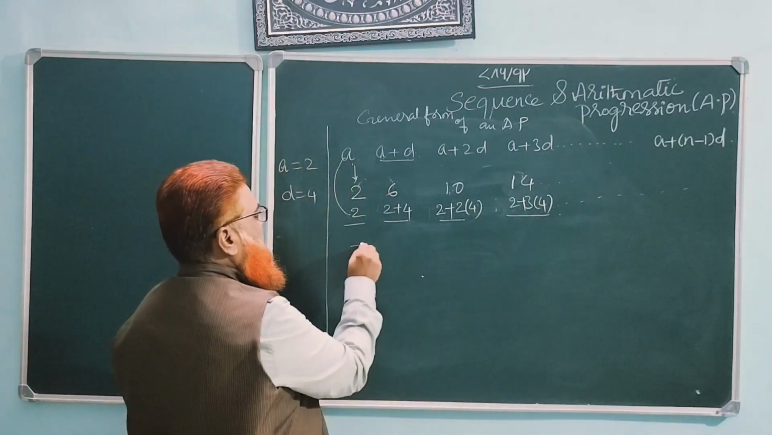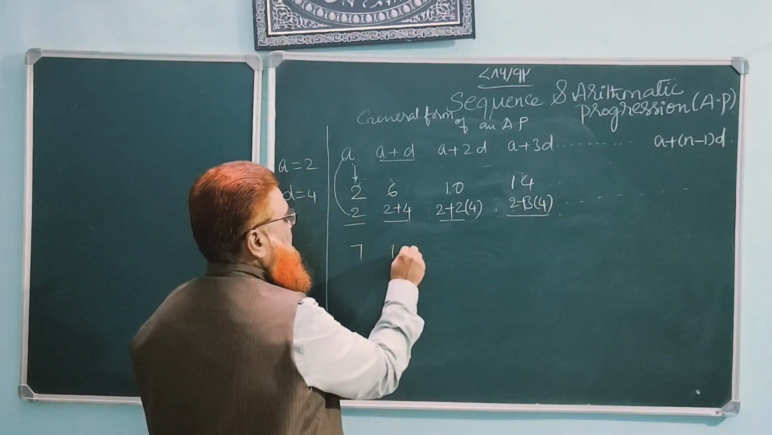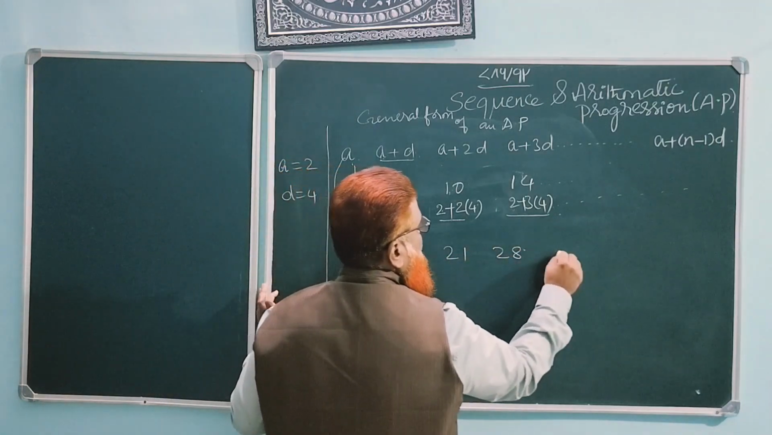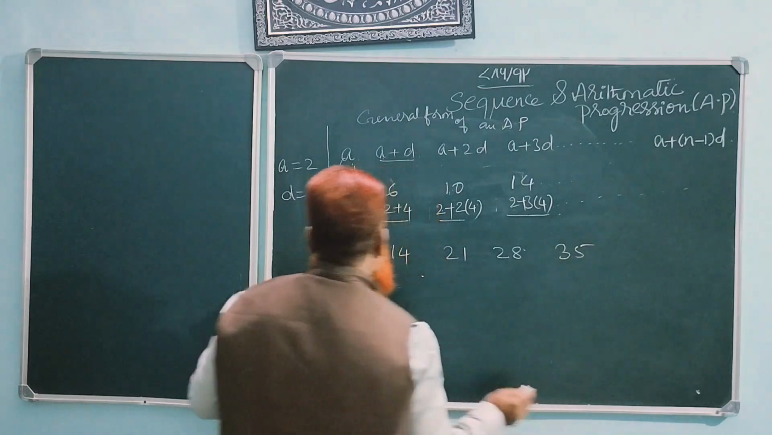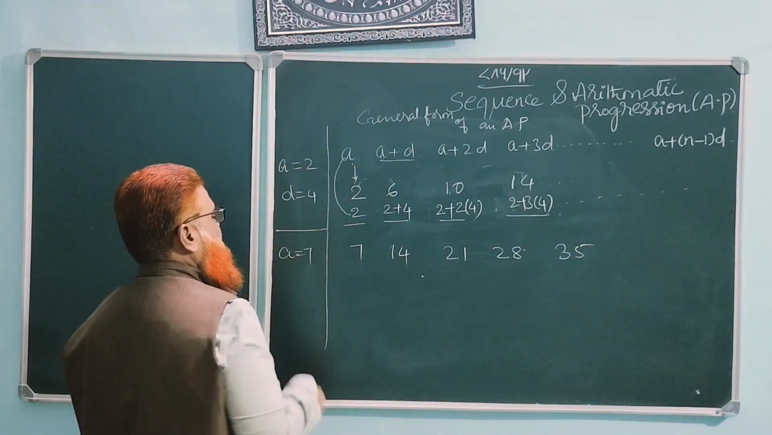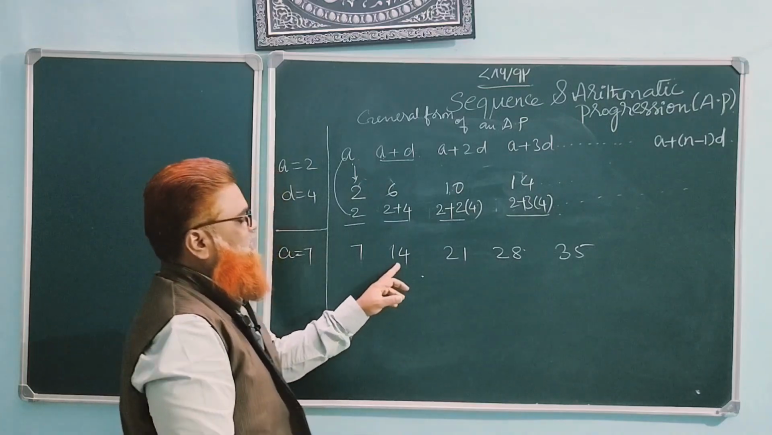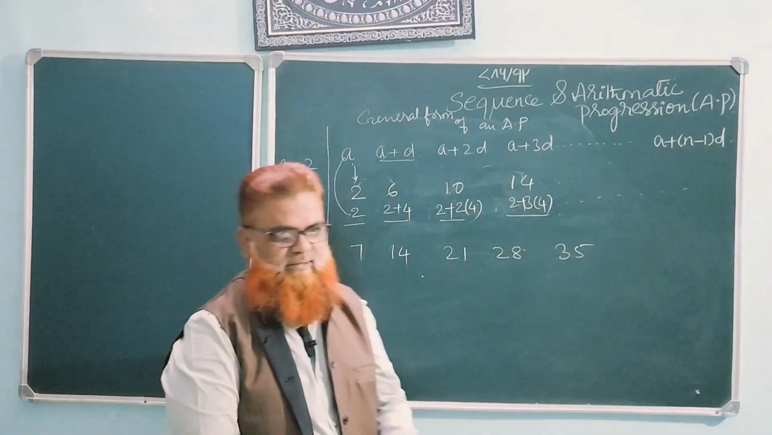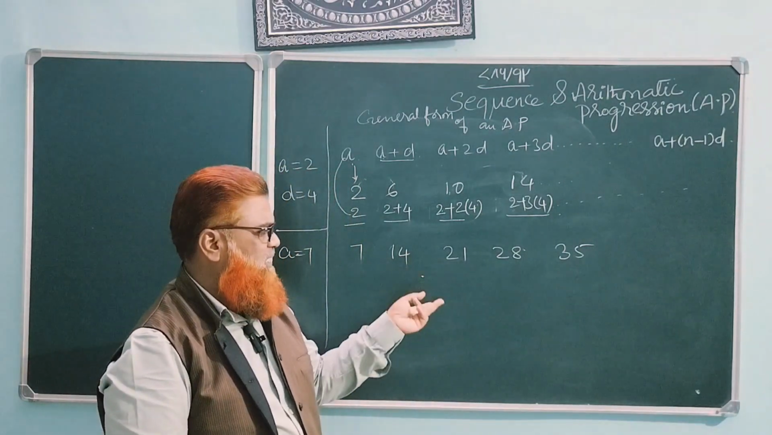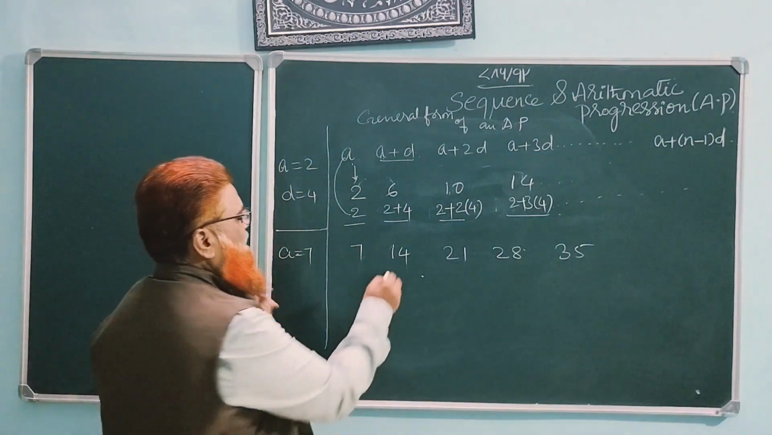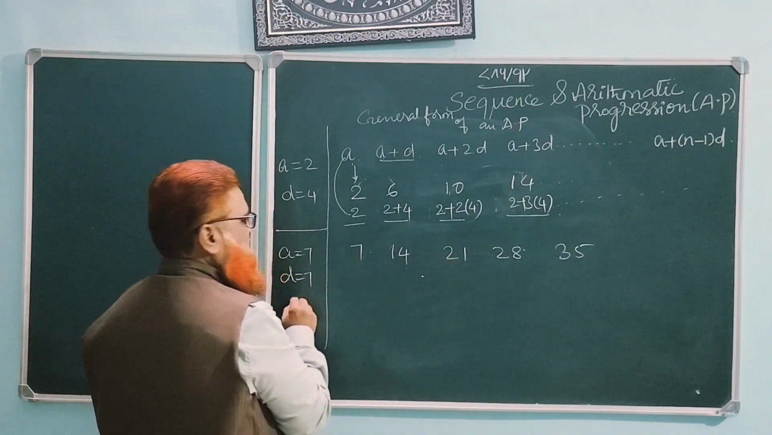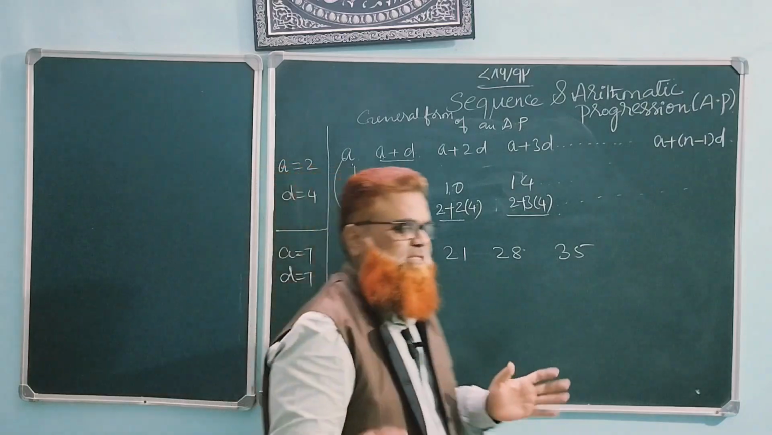Alright. Similarly, you take another example, multiples of 7. How do you write it? So what is the first term? It's 7. What is the difference? How to find the difference? Simple. Second term minus first term. Difference between every two consecutive terms, we find the difference. 14 minus 7 is 7. 21 minus 14 is 7. 28 minus 21 is 7.